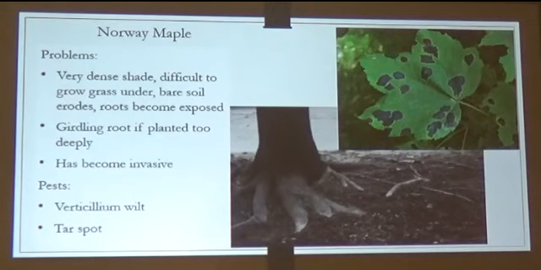And it has become invasive. It is not yet on the official invasive species list, but it has become invasive. They're finding them growing in natural areas, so that seed is being transported around, probably by birds and squirrels and deer and such. The past verticillium wilt, as I said, this is the most common species to get verticillium wilt. And then also tar spot.